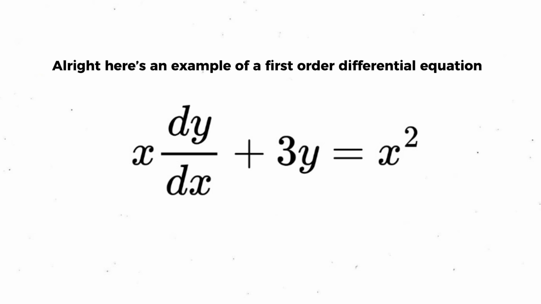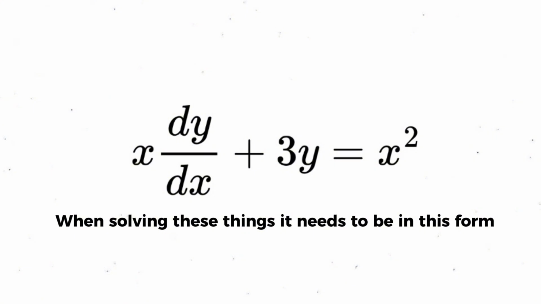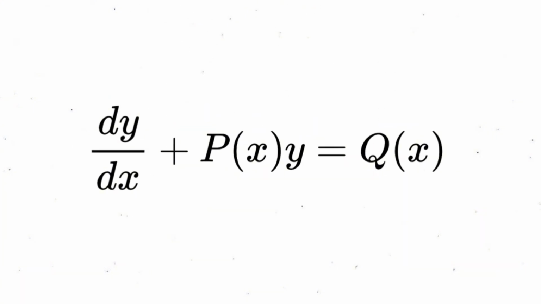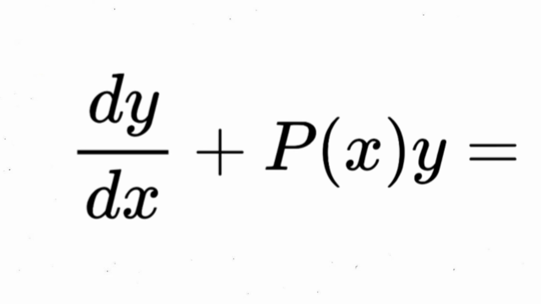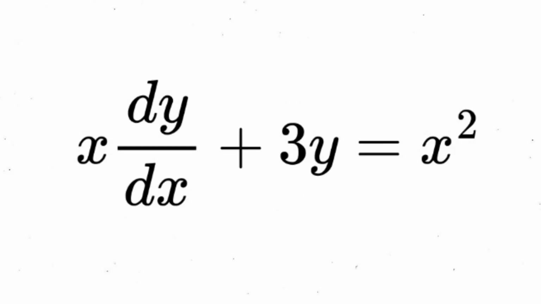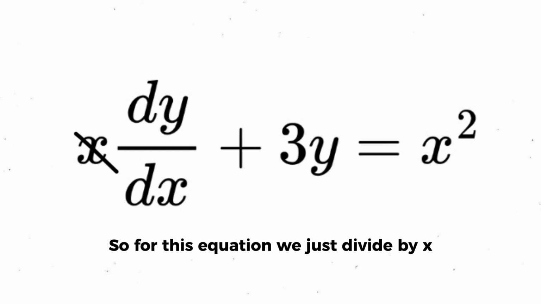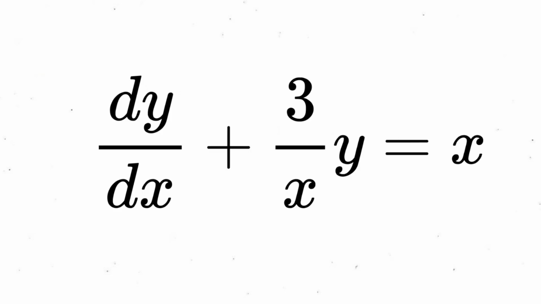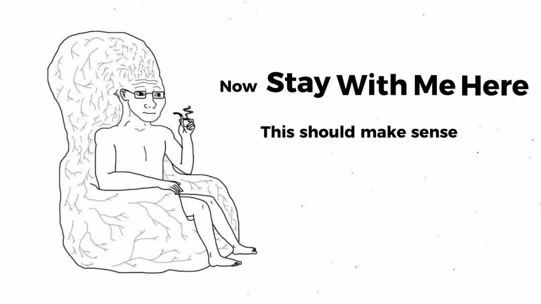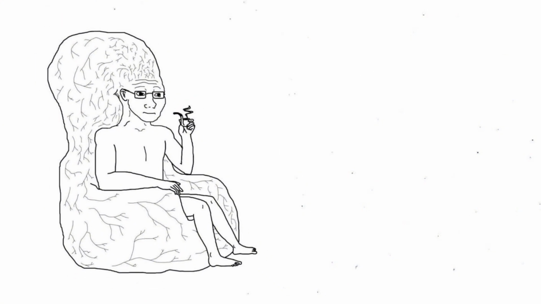Alright, here's an example of a first-order differential equation. When solving these things, it needs to be in this form. So basically, the left side has the derivative of y, not multiplied by anything, and y. The right side just has some function of x. So for this equation, we just divide by x. Wow! Now stay with me here. This should make sense in about a minute.